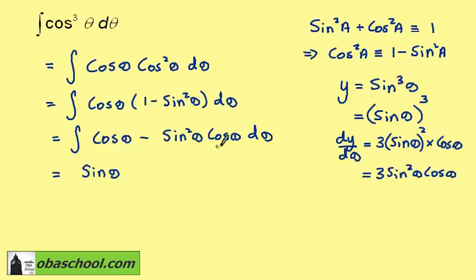Compare this with what we have to integrate, which is just sine squared theta cos theta. It follows we'll get a third of this. So it's minus 1/3 sine cubed theta plus a constant.